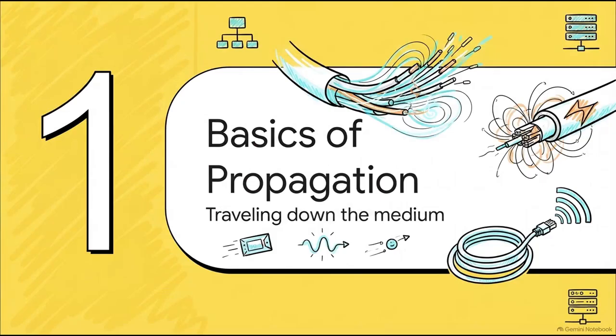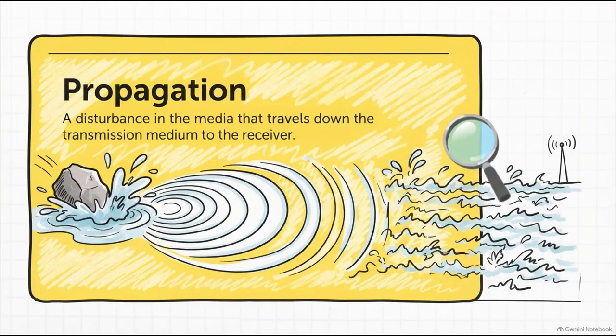Section 1. The Basics of Propagation. Traveling down the medium. So, a signal is, at its very core, simply a disturbance in the media. Propagation is the term we use for how that disturbance physically travels down the transmission medium to reach its receiver. Think of it like throwing a heavy rock into a long, narrow pond. That initial splash you make, that's the signal. And the ripple moving across the water, that's the propagation.